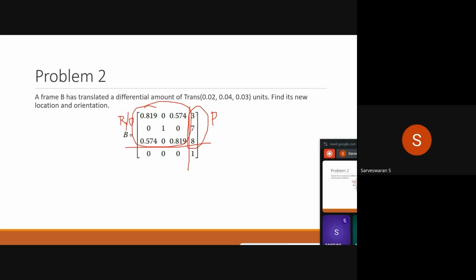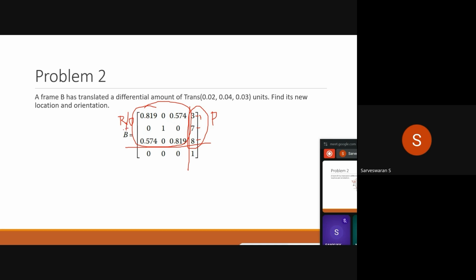So position in the sense it is px, this is py, and this is pz. So in 3D space, 3, 7, 8 is my positional vector values in x, y, and z.